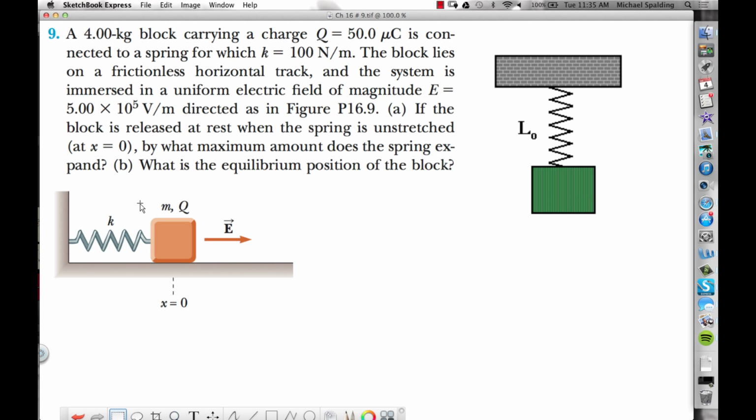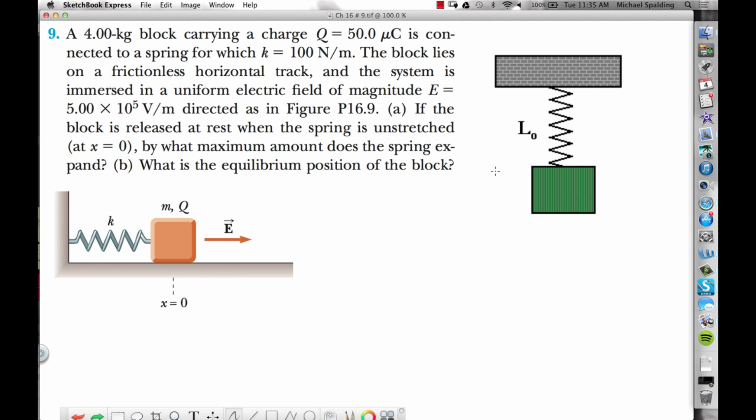Okay, number 9. We have this block. Now, look, they tell us the mass is 4 kilograms. This 4 kilograms here, is this going to become part of the solution? No. Do electric fields care about mass? Not at all. The only way that mass would matter would be if gravity could somehow act on it, like this situation here, if there's some sort of vertical change in the position of the object.